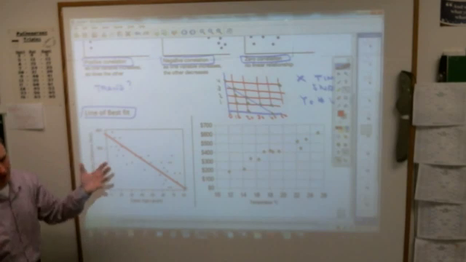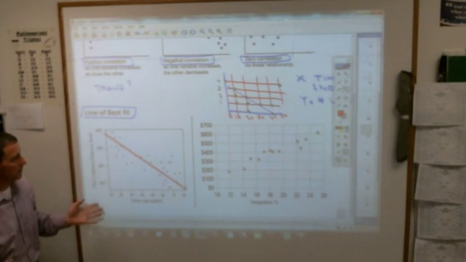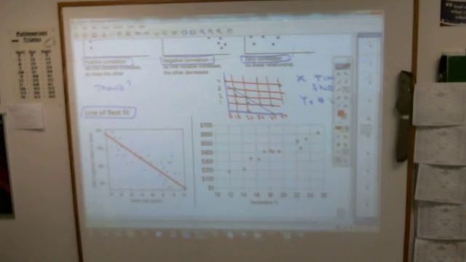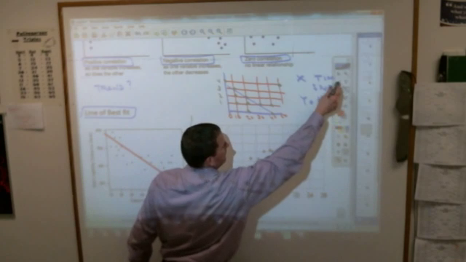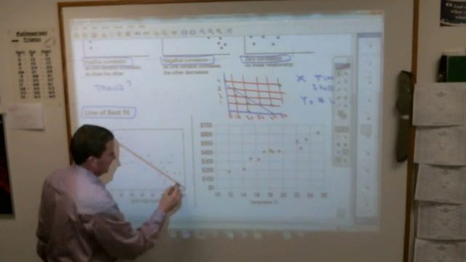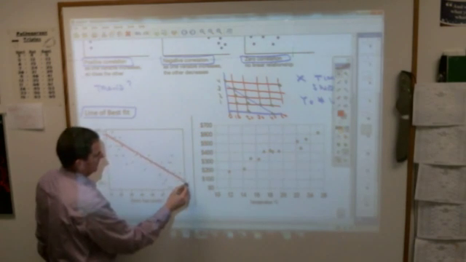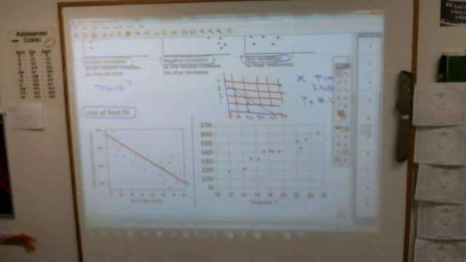You want to try to split it as much as you can equally through the middle. Okay, now this one, does that look like a pretty decent line of best fit? Maybe I should move this bottom up a little bit like this. Okay, again, it's open to your interpretation.